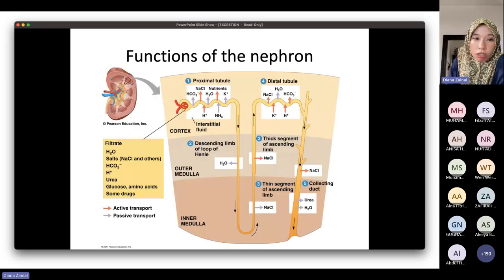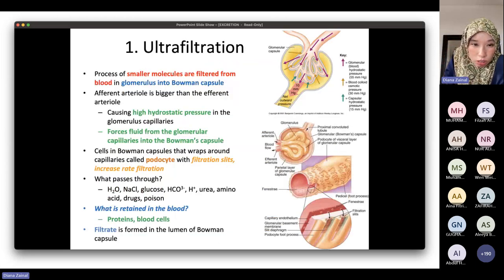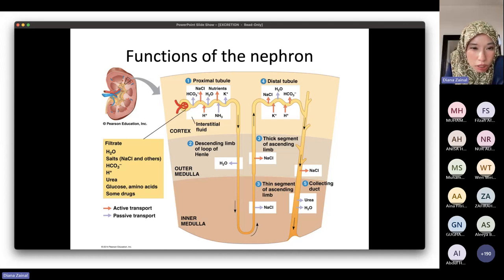I think this is a really useful, really good image for you to refer to, showing what things are happening along the nephron. This is the first thing, the ultrafiltration, and then this is the proximal tubule where the reabsorption happens.